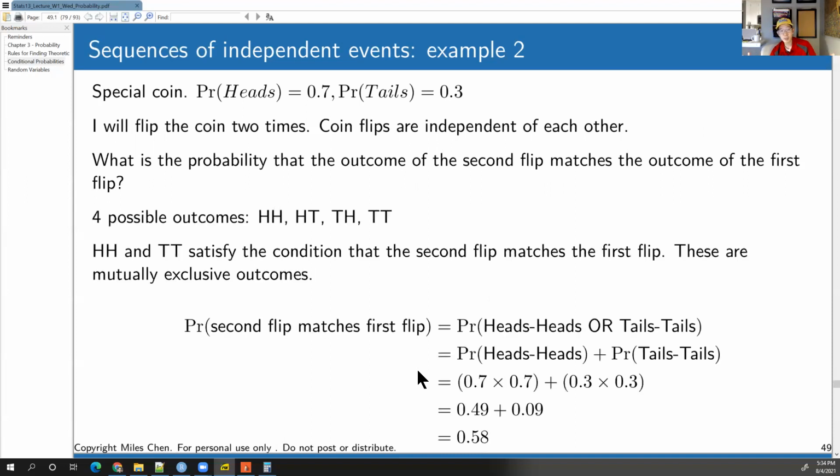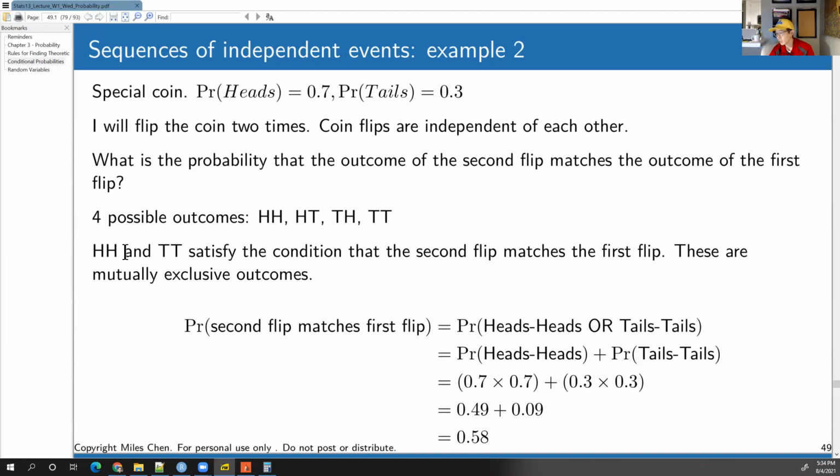Okay, so we think about, all right, what are the possible outcomes I could get? I could get heads followed by heads. I can get heads followed by tails. I could get tails followed by heads, and I can get tails followed by tails. So there are 4 possible outcomes. And we can say, all right, which of these satisfy the condition that the second flip matches the first flip, okay? And that's going to be heads, heads, or tails, tails. That satisfies the condition where the second flip matches the first flip.